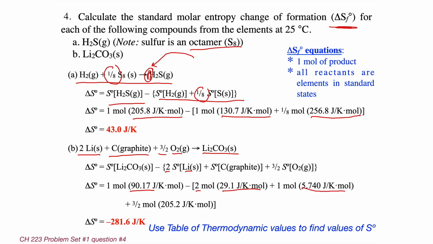Graphite has this number right here, and O2 is 205.2, but of course we multiply it by 3 halves, and if all is said and done, negative 281.6 joules per Kelvin. So while the first one had an increase of entropy, half happy making H2S, the second one had a decrease in entropy. Entropy was not happy making lithium carbonate, but lithium carbonate is actually fairly common.